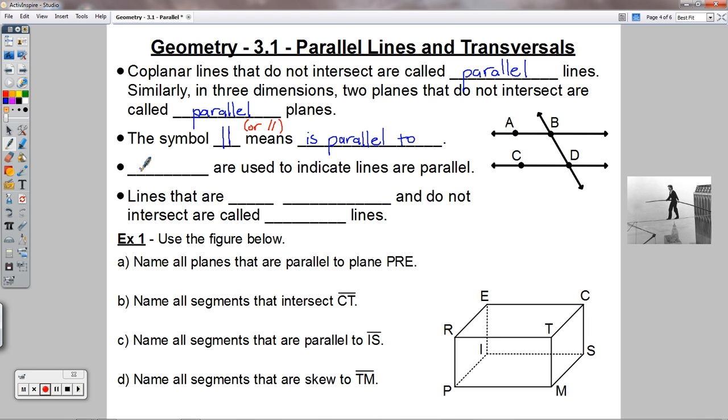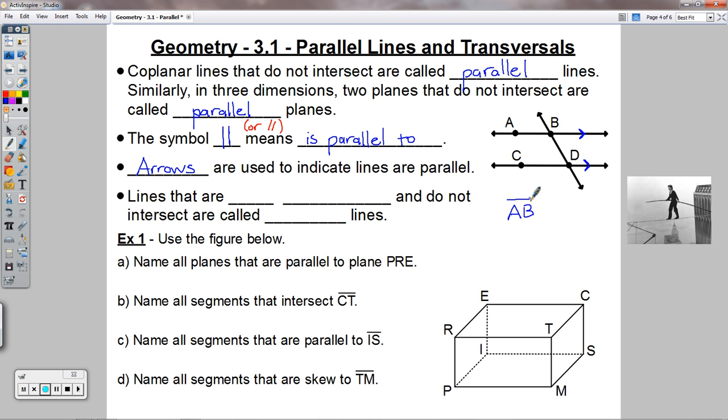And arrows are used to indicate that lines are parallel. I'm not talking about the arrows at the end of the line. That just indicates that it's a line that continues forever in both directions. I'm talking about an arrow on the line itself. So on this diagram, I want you to draw in two arrowheads on these two lines. Those arrowheads would indicate that line AB is parallel to line CD. So let's write that down underneath that.